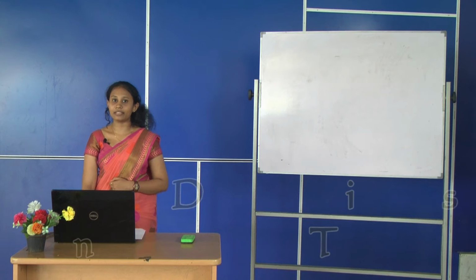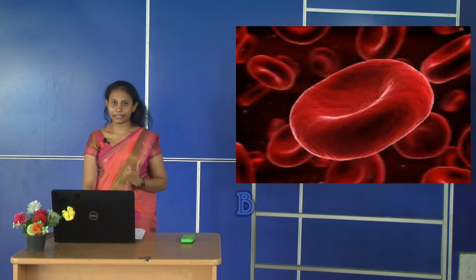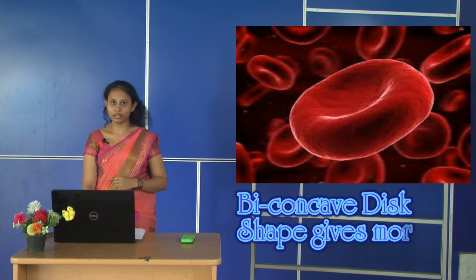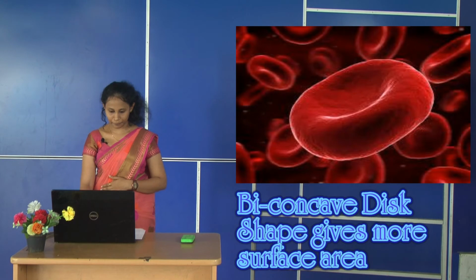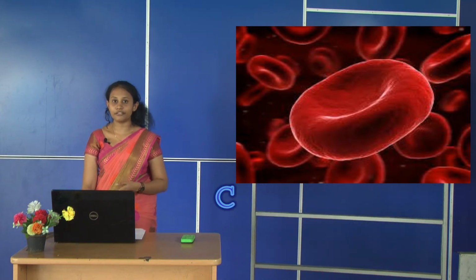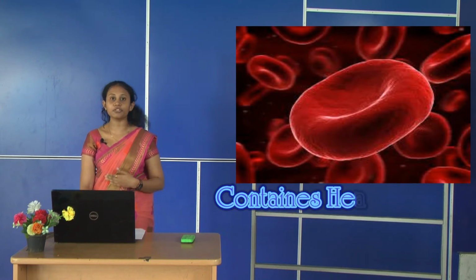Then the red blood cells. You can see the structure of a red blood cell here. It is a biconcave, disc-like structure with no nucleus. Red blood cells are made in bone marrow and destroyed in the spleen. The lifespan of a red blood cell is around 100 days. The function of the red blood cell is to transport oxygen.